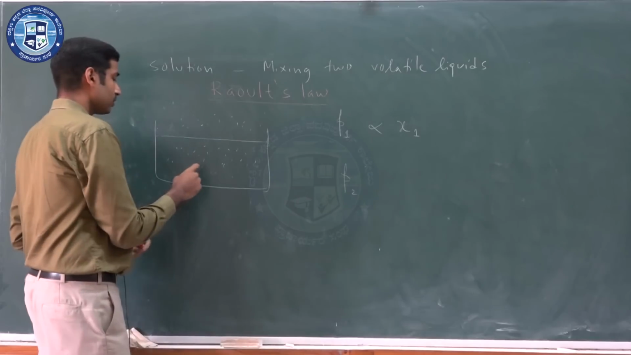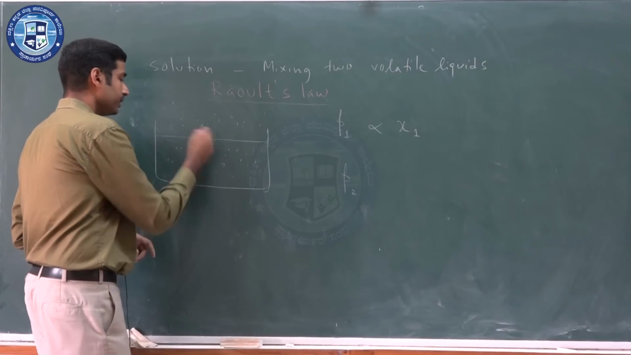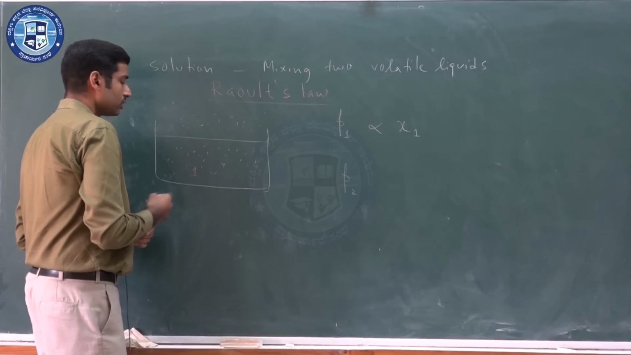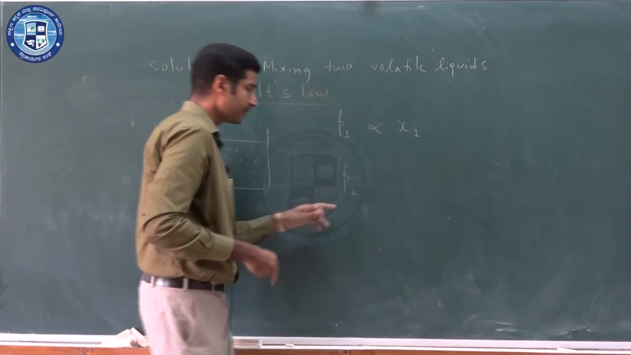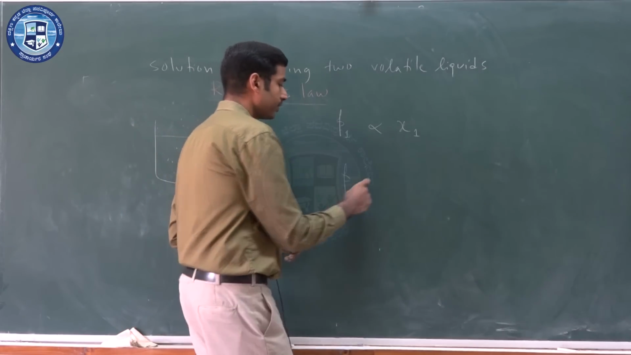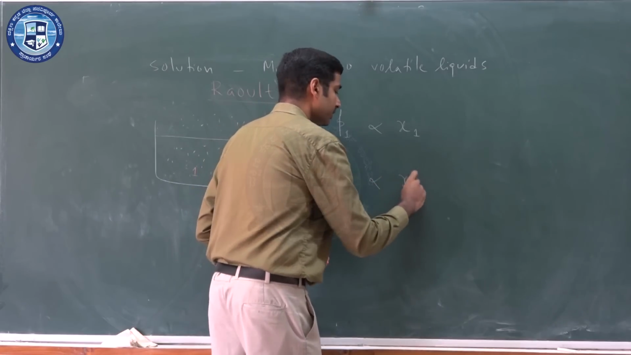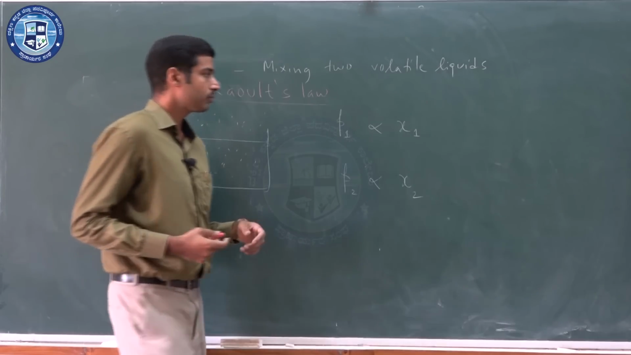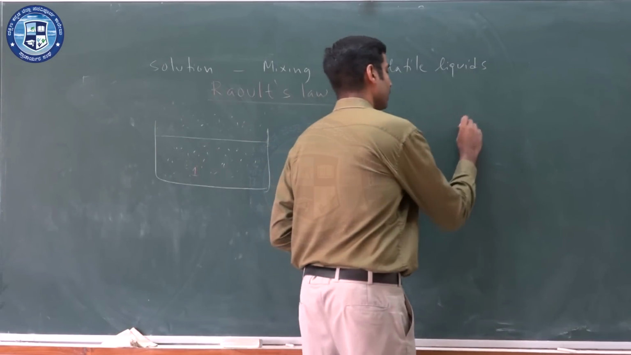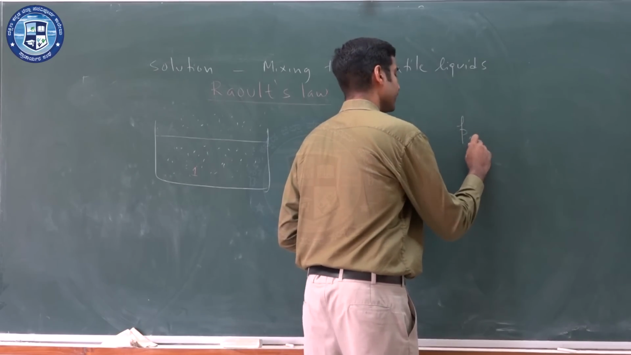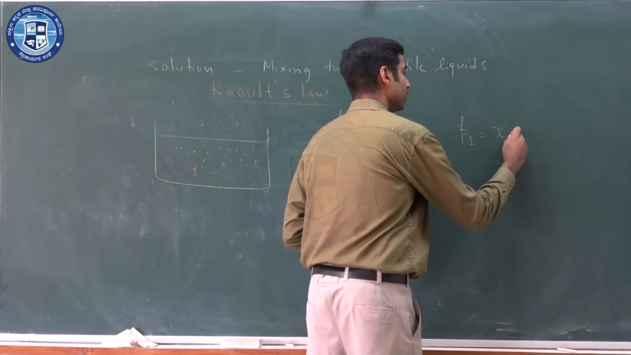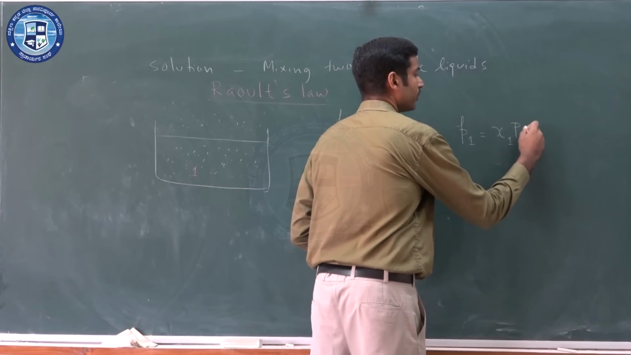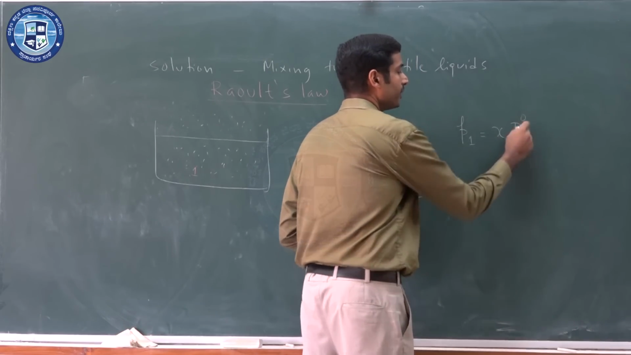So, what is the mole fraction of component 1 in the solution? The partial pressure will be directly proportional to the mole fraction of this component. Similarly, the partial pressure of component 2 will be proportional to the mole fraction of the second component. I remove the proportionality sign. The constant in this particular case will be equal to the vapor pressure of the pure component. How is this given? P10.